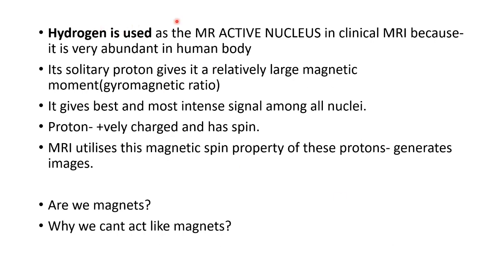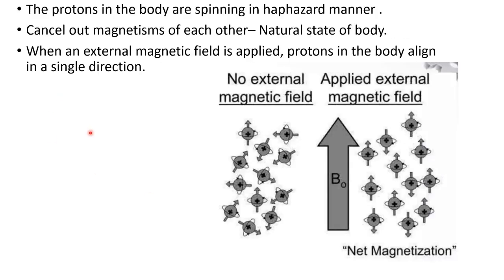Hydrogen is the most commonly used MR active nucleus in clinical practice because it has a solitary proton, which gives it a large gyromagnetic ratio, and it is abundantly present, positively charged and has a spin. So MR utilizes the magnetic spin property of these protons and generates an image. Does that mean we are magnets and can act like magnets? The answer is no, because the protons in the body are spinning in a haphazard manner. They are not in phase, so they cancel out the spins and our body will not interact with the external magnetic field.